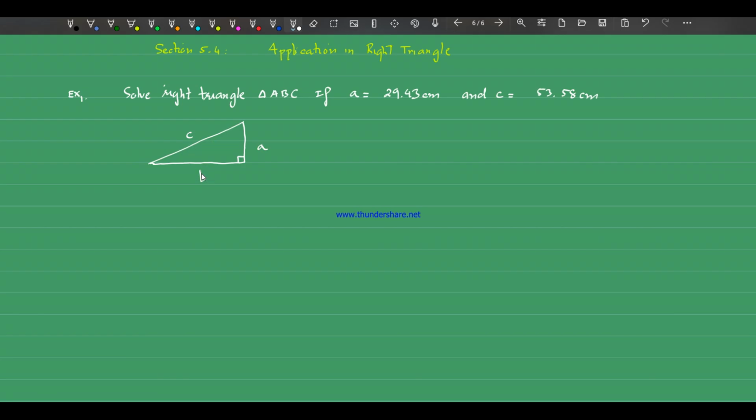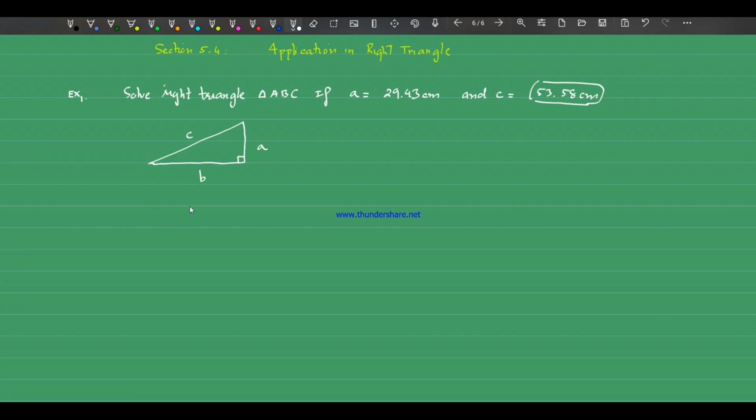So when you solve for B, the value must be smaller than this. If the value of B is bigger than C, then something is not right. Okay, if it's bigger than this, something is not right.